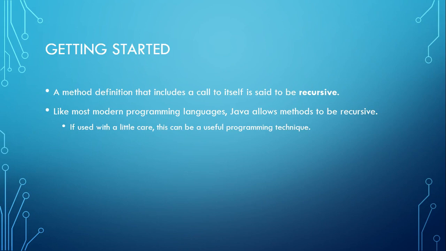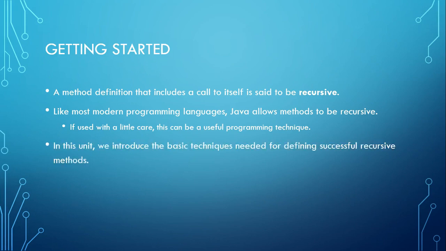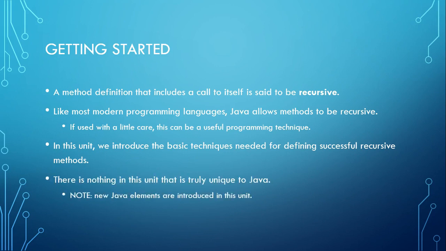Now, like most modern programming languages, Java allows methods to be recursive by nature. And if this is used with a little bit of care, it can actually be a very useful programming technique. In this unit, we're going to discuss the basic techniques that are needed for defining successful recursive methods. There's nothing in this unit that's truly unique to Java. Other languages will handle recursion as well, such as C#, C++, etc.